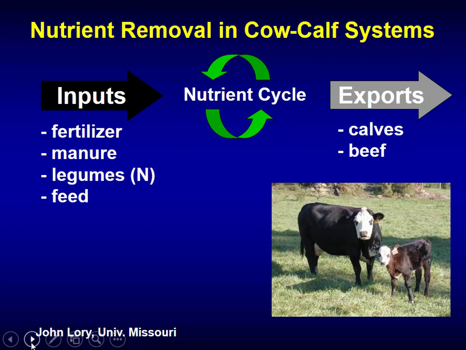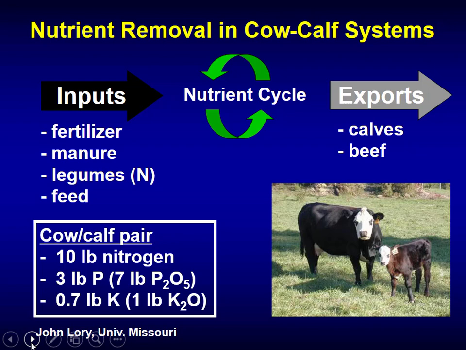So when we look at removal, this was done by John Lurie at the University of Missouri. It's in the Missouri Grazing Manual. A cow-calf pair will remove about 10 pounds of nitrogen, 7 pounds of P2O5 or phosphate, and a pound of potash per season. So just think about that. That's almost nothing. And then you divide that out for a stocking rate of 2 acres per cow-calf unit or 3 acres. We're removing very little nutrients from a grazing system.